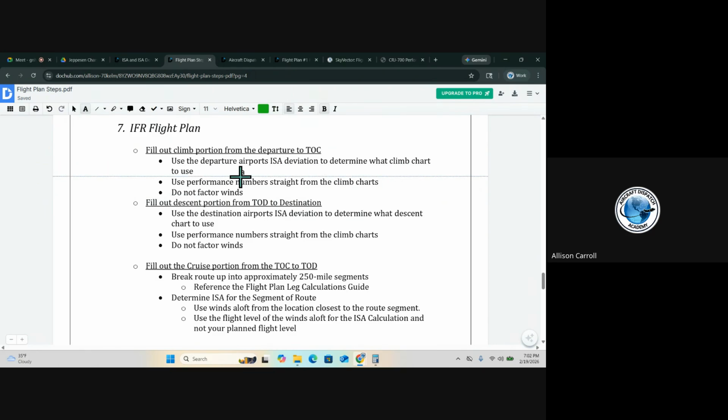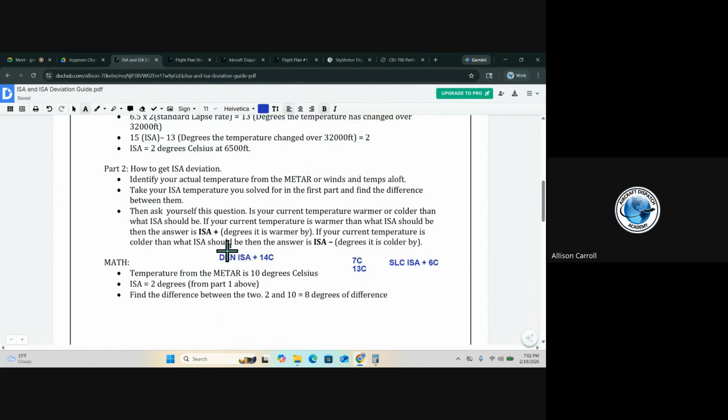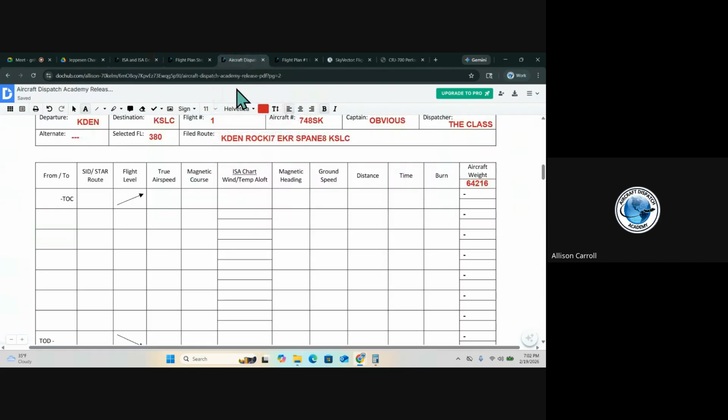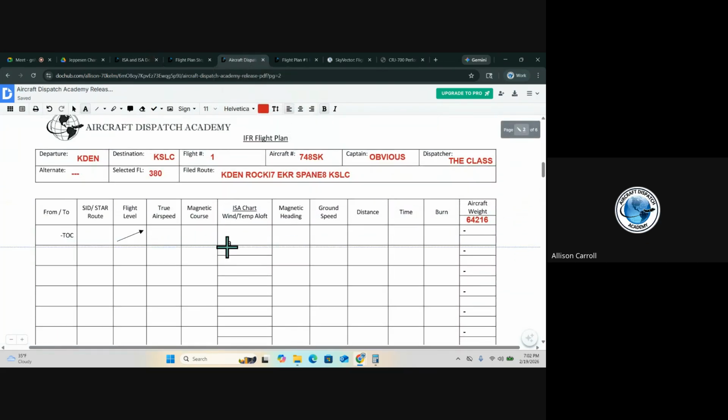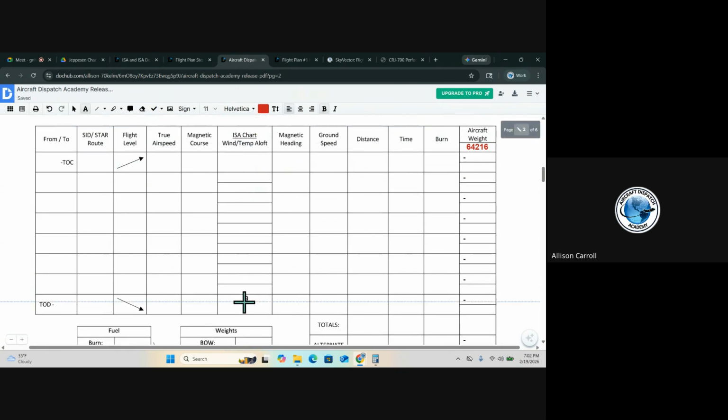All right, so coming back to this first bullet point, departure airport ISA deviation to determine what climb chart to use. So that ISA deviation for Denver was ISA plus 14. And on this IFR flight plan part, your ISA chart, you're going to put in right in this center section right here, the center column. ISA chart, you can put, again, two different ways of doing it, no matter, as long as you have your ISA deviation, you know which ISA chart you're going to use, okay? So ISA plus 14, right? Now, I like to put my actual ISA deviation in there.